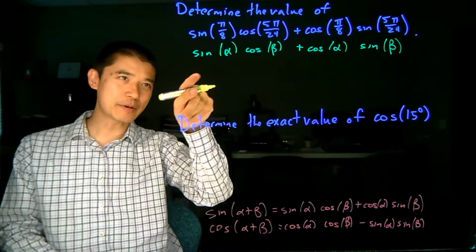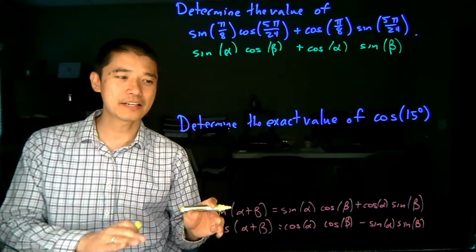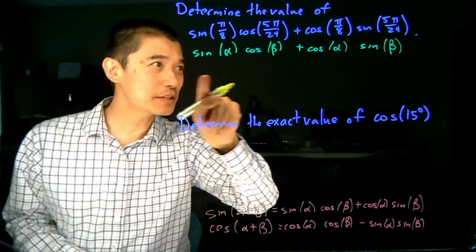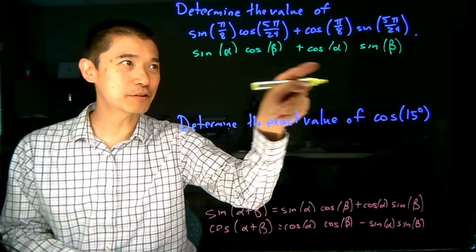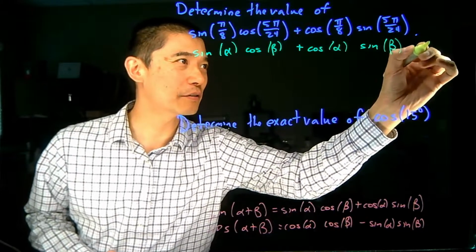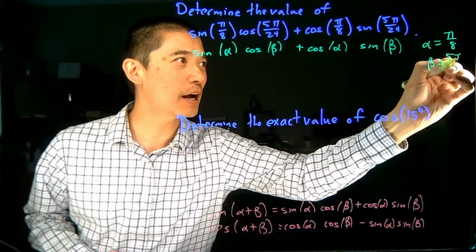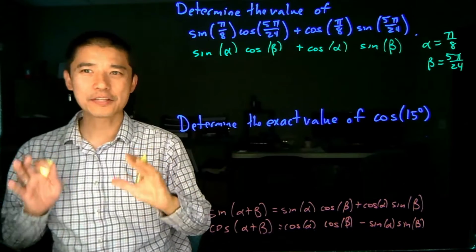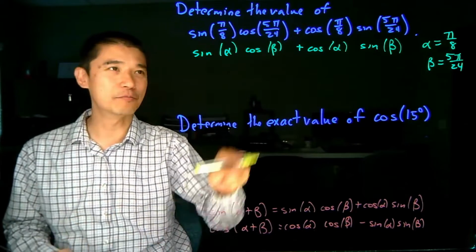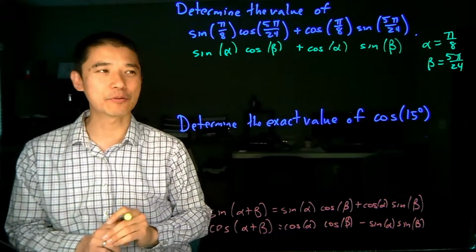And the idea is that by staring at these formulas, you can recognize what alpha is and what beta is, and then apply this formula. So in this case, if we do the comparison, we can see the alpha terms are pi over 8, and the beta terms are 5 pi over 24. So I'll write that over here. Alpha is equal to pi over 8. Beta is equal to 5 pi over 24. Now, this is nothing more than pattern recognition. Once you know what patterns you're looking at and trying to match up with, it's just a matter of finding the right match.